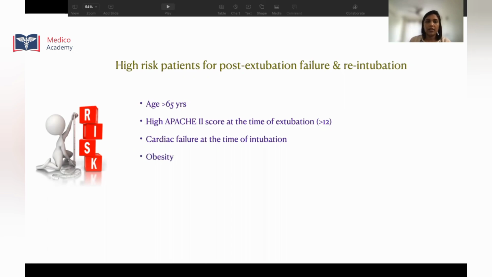Obesity. This group of patients are also high risk for post-extubation failure and reintubation, and also major laparotomy and thoracotomy cases, as well as surgeries involving the diaphragm.